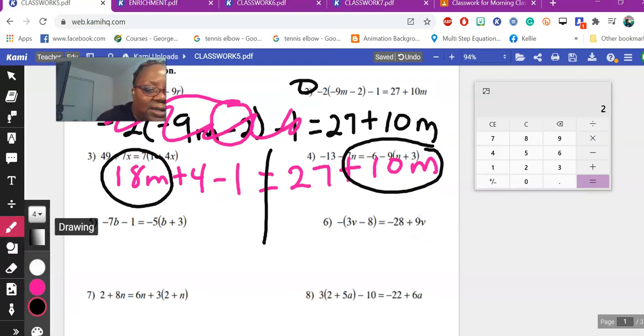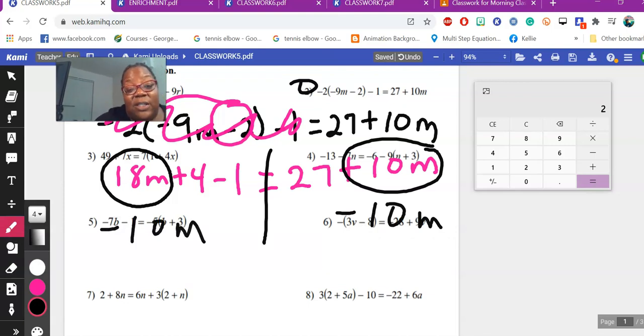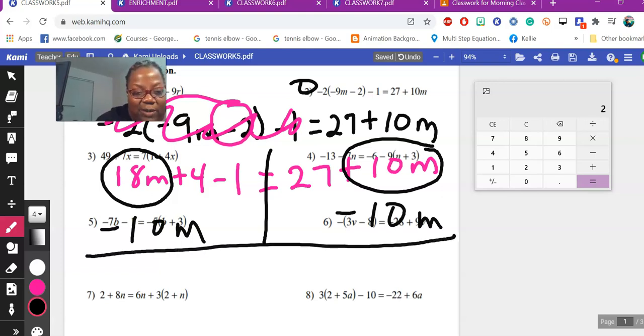Or we can minus 10 from this side. This one is easier for me to do because it doesn't really have any funky integer rules. It's just 18 minus 10. You know that's going to give me a positive 8m. So I cancel that out, right? Bring down what's left.